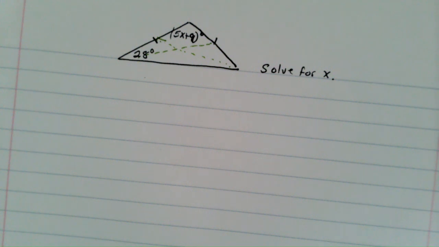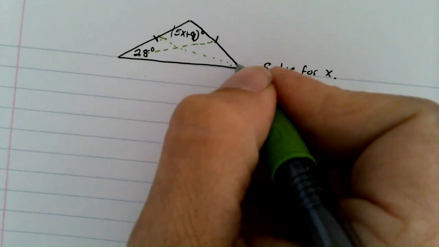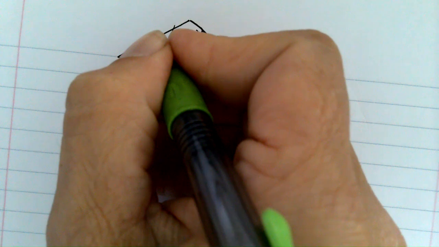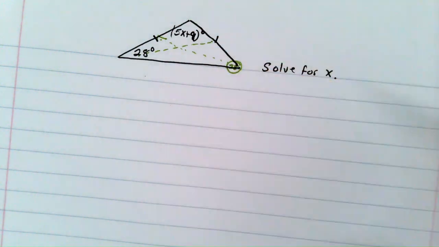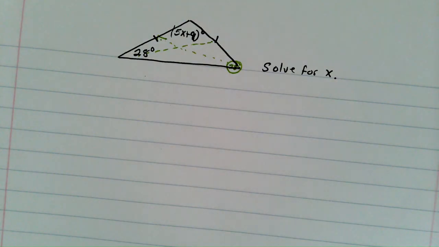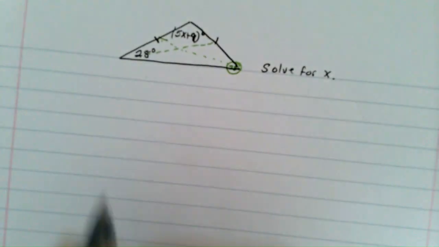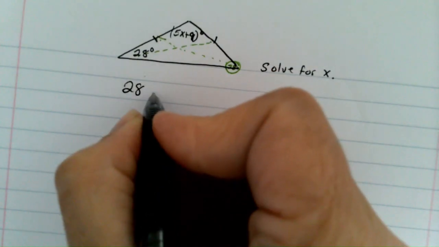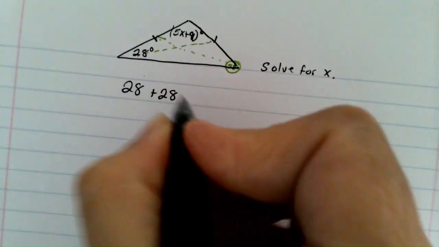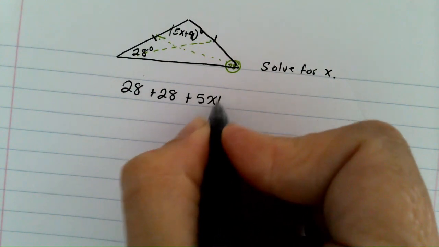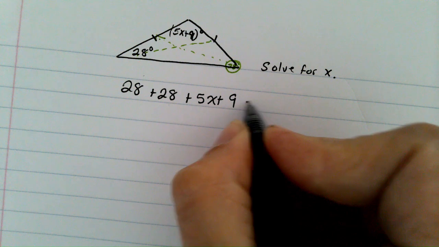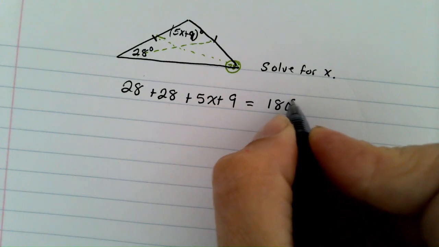Oh, the 5x plus 9 was not mentioned there, right? This is the other one that matches. This is the other 28-degree angle. So it's really important that we understand that. So now we have 28 plus 28 plus 5x plus 9. And when we add our three triangle angles together, we get a sum of 180 degrees.